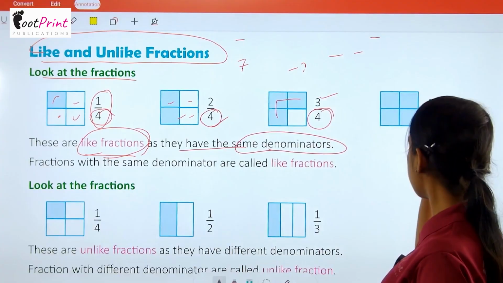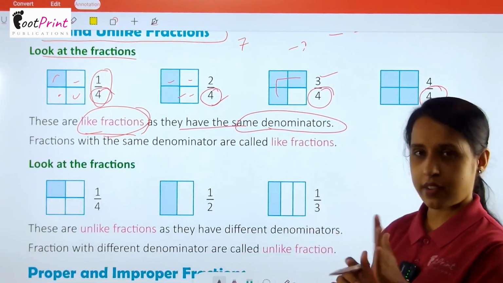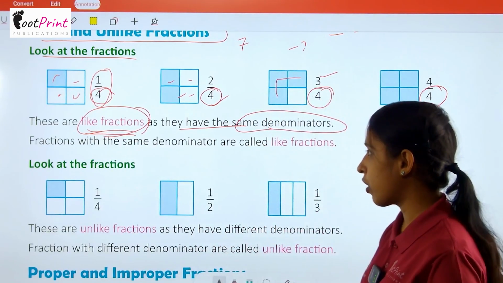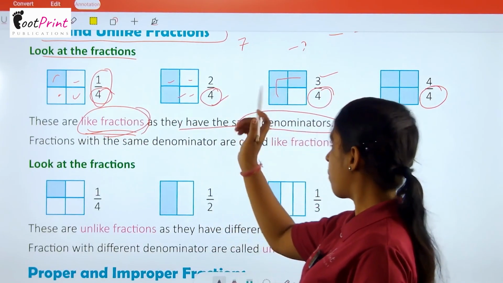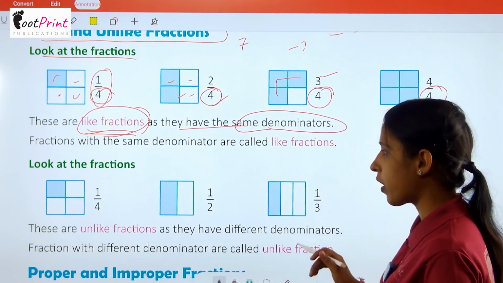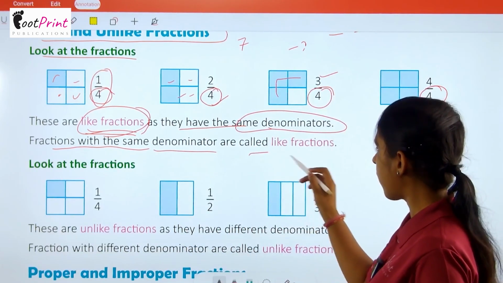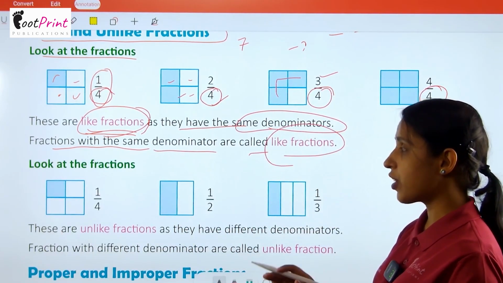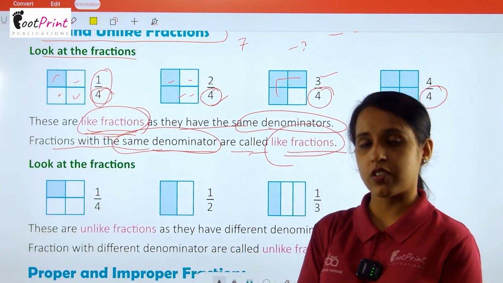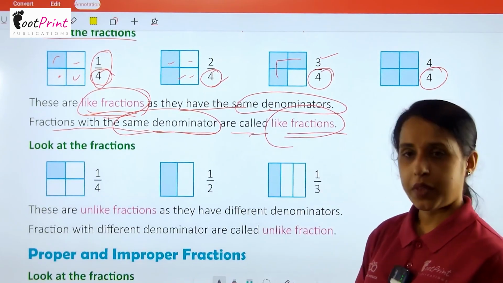and 4 is the same in all the fractions. So जब भी denominator same होगा जिन भी fraction का, वो क्या होंगे, like fractions होंगे. तो we can say 1/4, 2/4, 3/4 and 4/4 are like fractions. Okay. Fraction with the same denominator are called like fraction. We can say that fraction with the same denominator are called like fraction. कि ऐसे fraction जिनके denominator क्या होंगे, same होंगे, वो क्या होंगे हमारे like fraction.